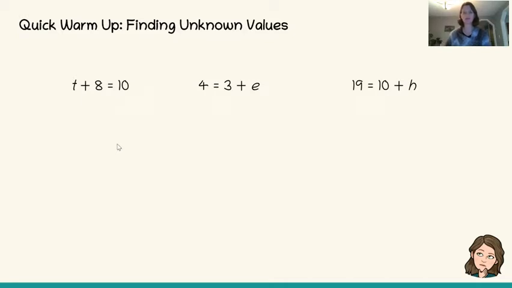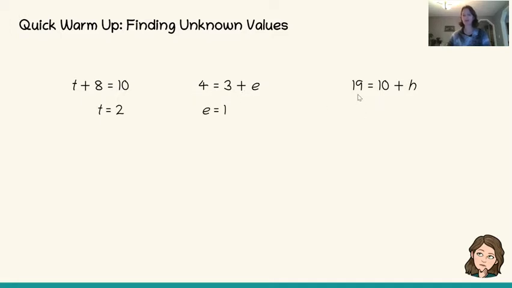And of course, straight away, you're thinking t must equal 2, because 2 plus 8 equals 10. So in this question, the unknown value is represented by the t, okay? Now, 4 equals 3 plus e. So what is e? E equals 1, because 3 plus 1 equals 4.